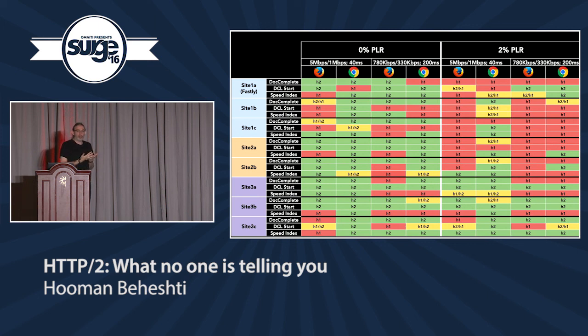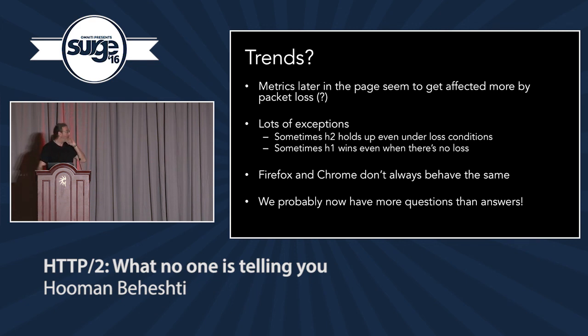Not stoked on all the red things on the left side with the 0% packet loss. I was hoping to have all greens there. Certainly there's an effect on performance when we inject packet loss into the network, and 2% is, in this case, the extreme that I chose. I didn't go any further than that. And definitely a lot of inconsistencies. H2 holds up in some cases and doesn't hold up in others. What does it all mean? I don't know. It just seems like packet loss is a thing.